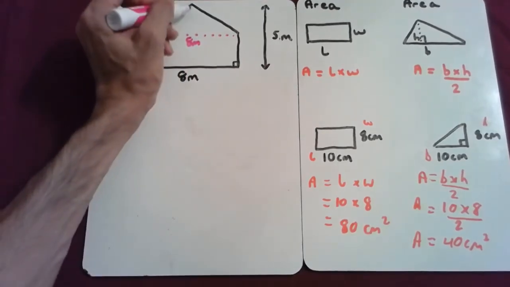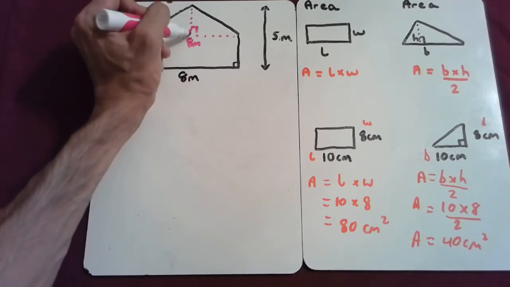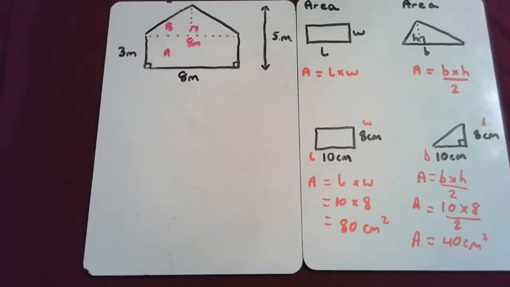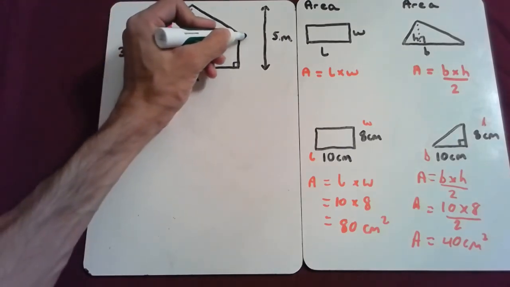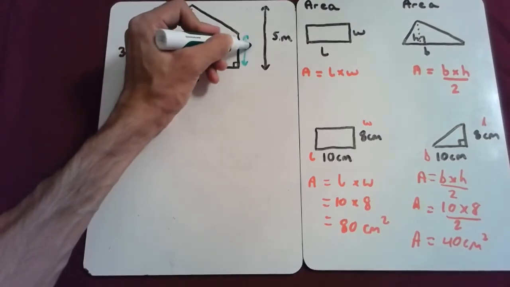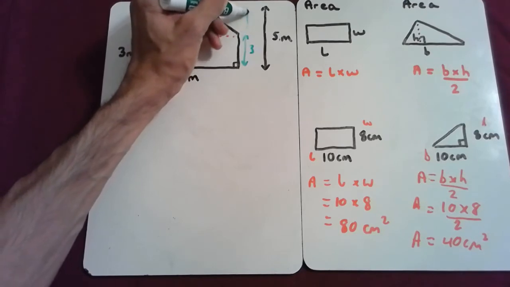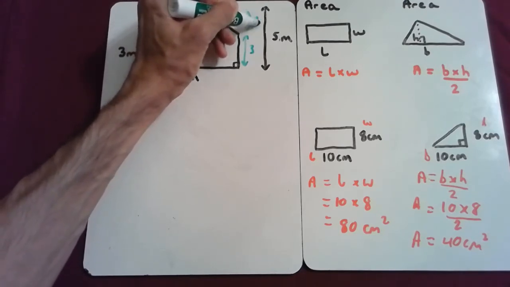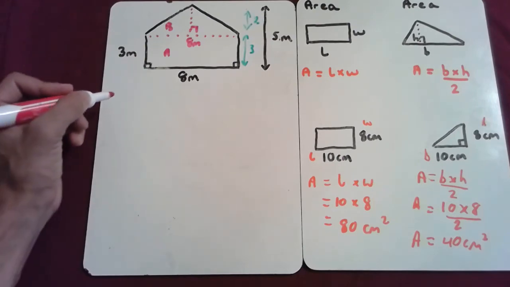What we need though is the perpendicular height, which is this length over here. Now, if we look at this quite carefully, we might be able to see that this 3 meters over here is the same as this 3 meters over here. Now that means if all of this is 5, the height of the triangle is 2 meters. So collectively, we've got that to make our 5 meters. We can now work out the area of each of these shapes.